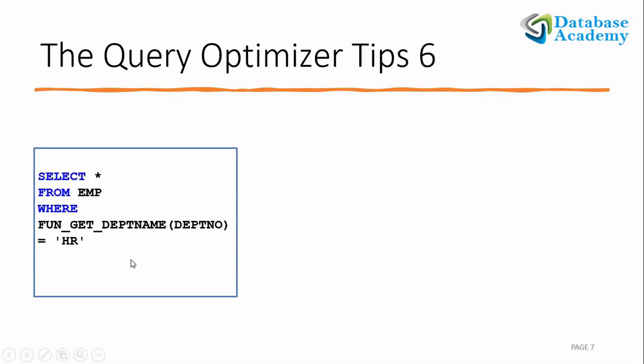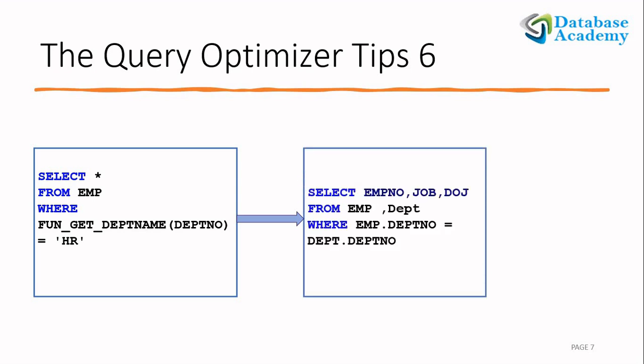This is the select statement. We are getting the data from the employee table, and in the where condition we are using a function that gets the department name, passing the department number column as an in parameter, and then we are checking against the HR value. Now how can we improve the performance of this select statement?